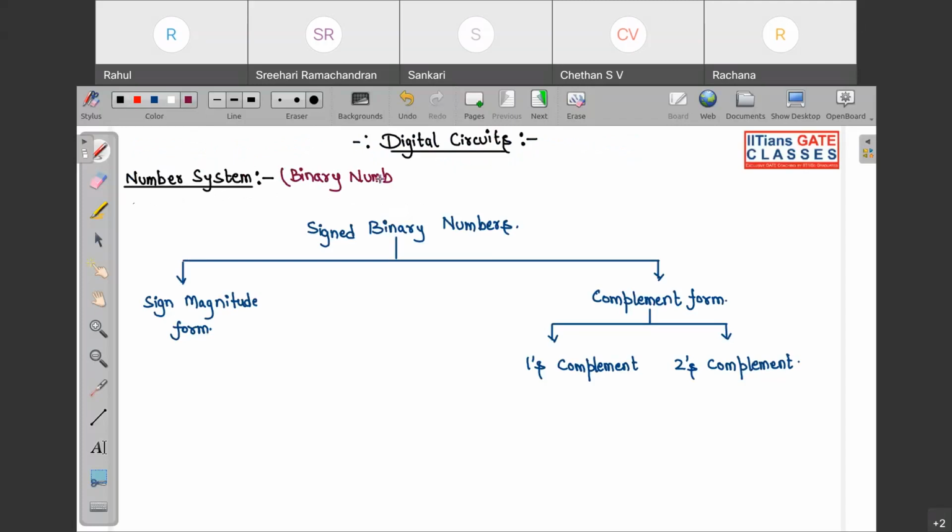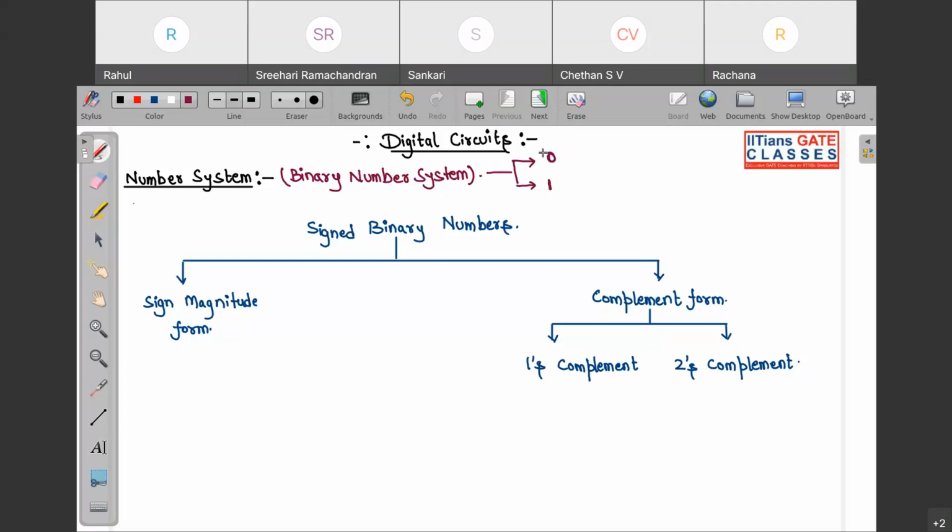What happened? Yeah, binary number system. Now the speciality of binary number system is that we have only two characters over here for representing. That is 0 and 1.